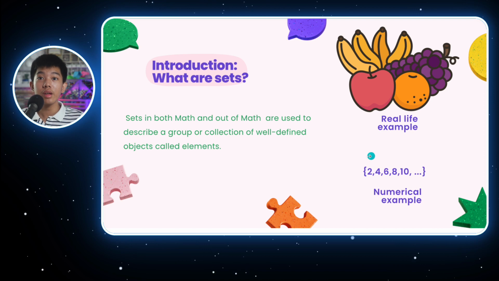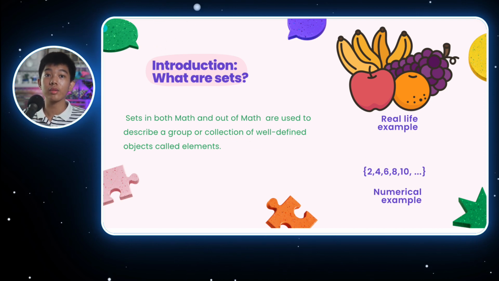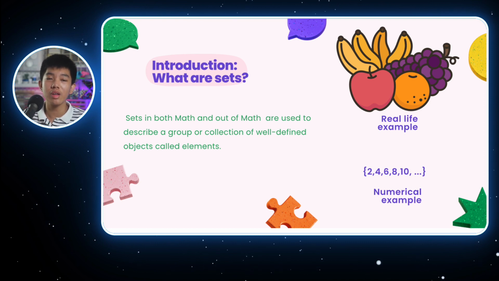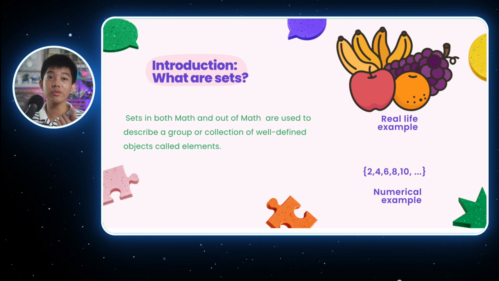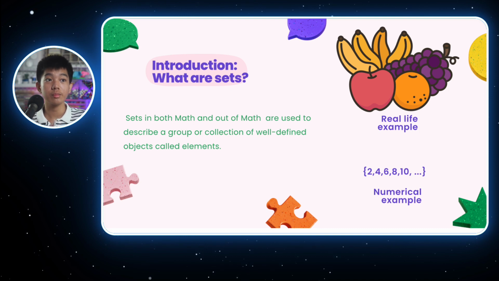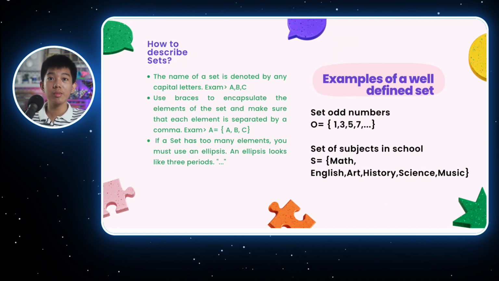First, what are sets? Sets in both math and the real world, or outside of math, are used to describe a group or collection of well-defined objects called elements. In real life, we can say a basket of fruits, for example, or in math, we can use a numerical example, like a group of even numbers. How do we describe a set?